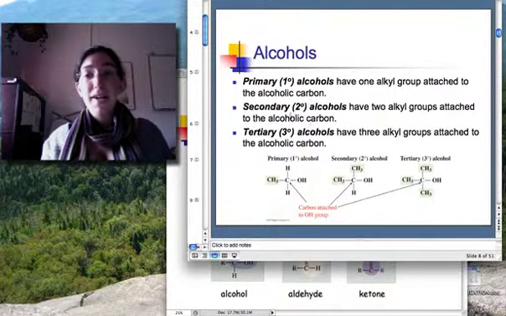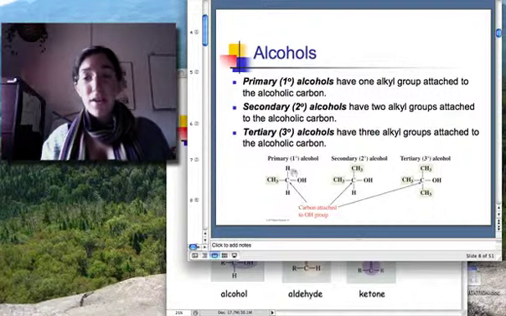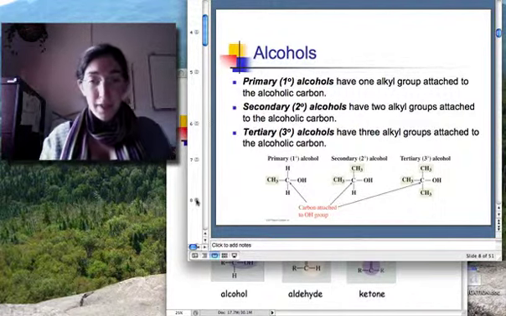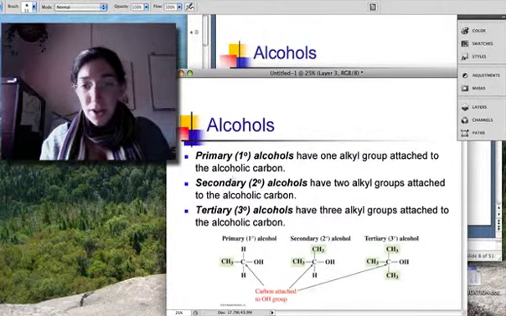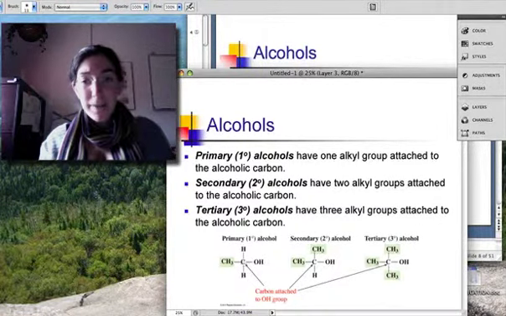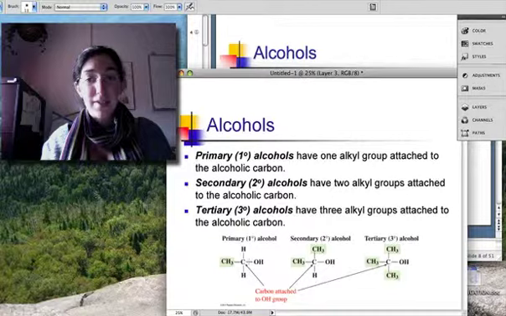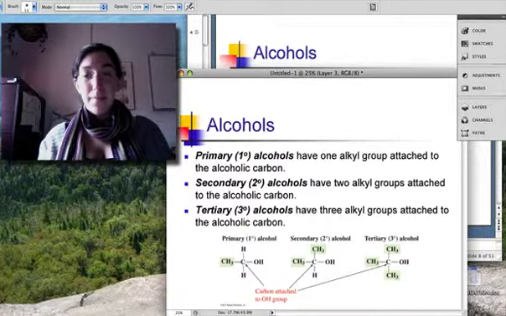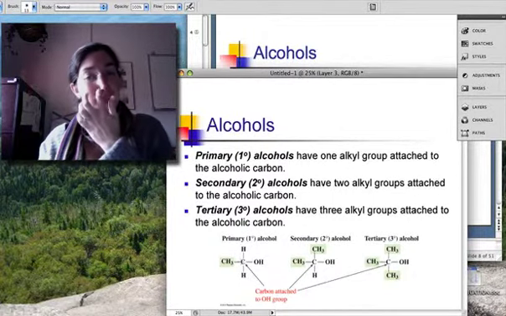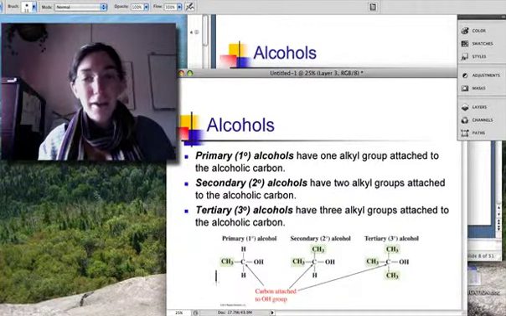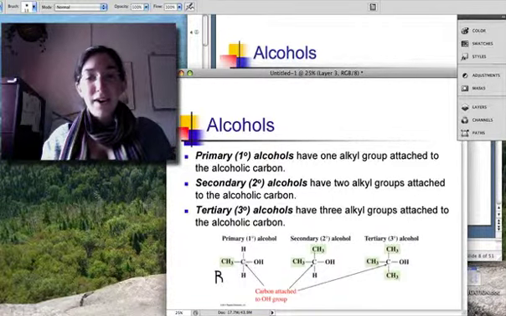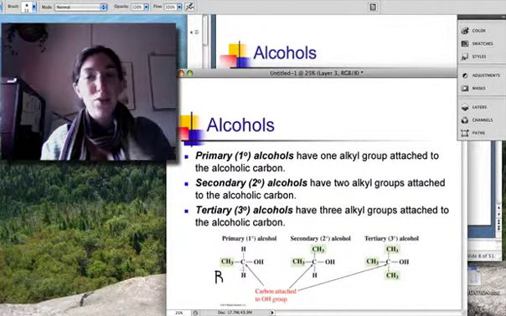So you can have primary, secondary, and tertiary alcohols. In this case, let's do a little drawing here. In this first case, we have the alcoholic carbon, because it's bonded to the alcohol group, and it is bonded to two hydrogens and a methyl group. Anything that's not a hydrogen and not a functional group, we call an R group. R means the rest of the molecule, okay? So this carbon is bonded to one R and two H's.